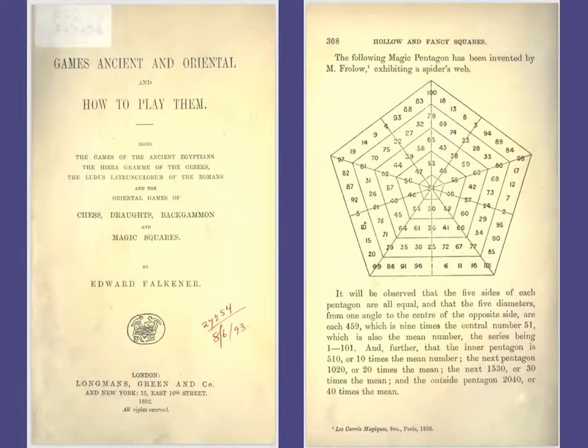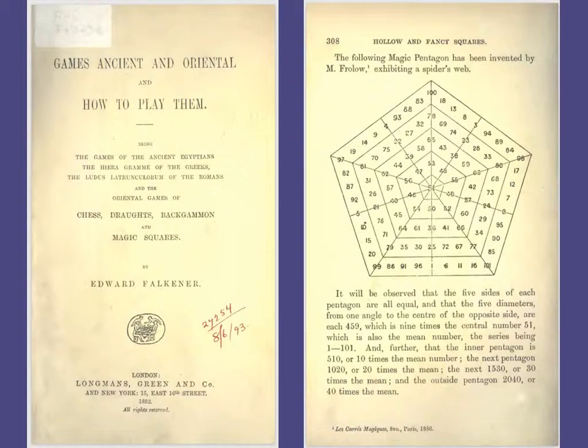And what it says: it will be observed that the 5 sides of each pentagon are all equal, and that the 5 diameters from one angle to the center of the opposite side are each 459, which is 9 times the central number of 51, which is also the mean number, and the series being between 1 and 101.